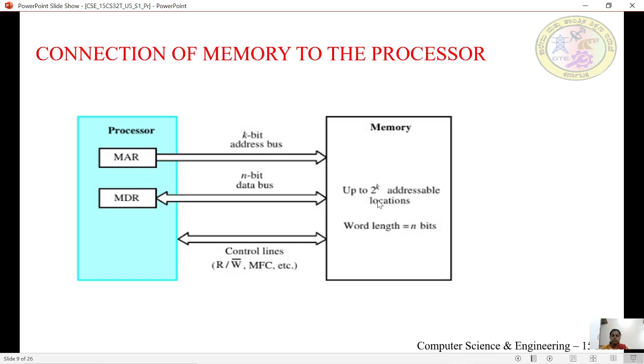So this can contain 2 to the power k addressable locations. This depends upon the k bits, that is, the address bus. So k is the number of address bits. MAR holds the address and sends it to the address bus, and MDR holds the data, and that data travels through this data bus. And we have control lines, that is the read/write-bar signal, and one more special signal, that is MFC, meaning memory function completed signal.